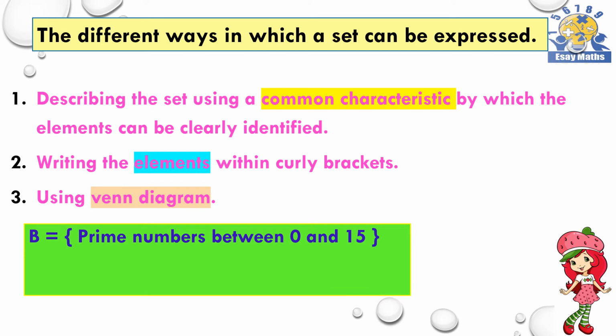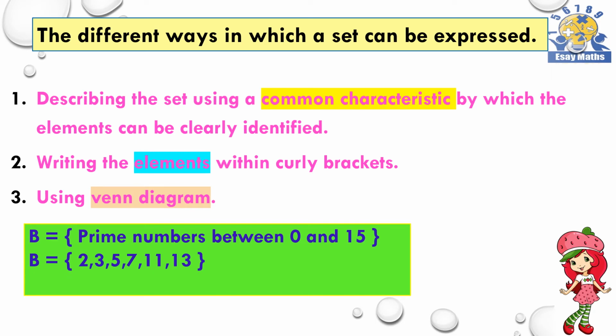Set B is equal to prime numbers between 0 and 15. Yes, it's correct. It has been represented in the correct manner. It's a set. Why am I telling it's a set? Because I have put here a pair of curly brackets. If I write this description without putting a pair of curly brackets, then it's not a set.